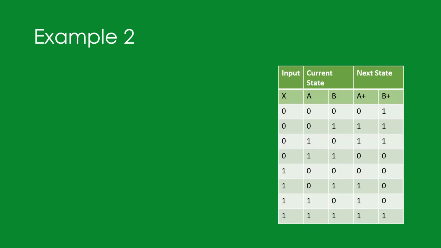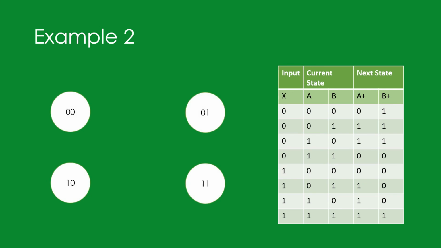Now let's create the state diagram. I've copied the table over from before, but just the columns for the input, present state, and next state. I have 2 flip-flops like before, so there will be 4 states. From the table, I can place my paths to and from each state.